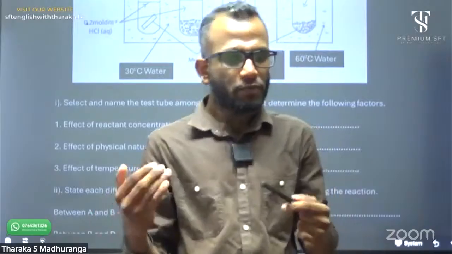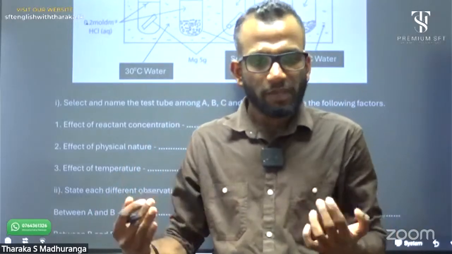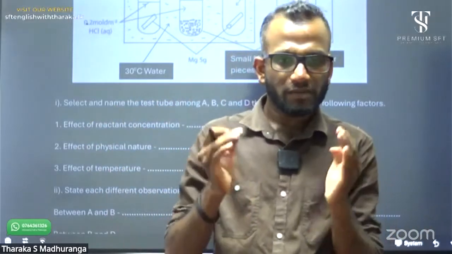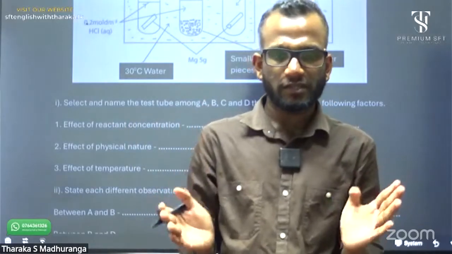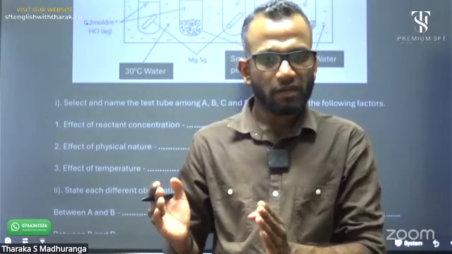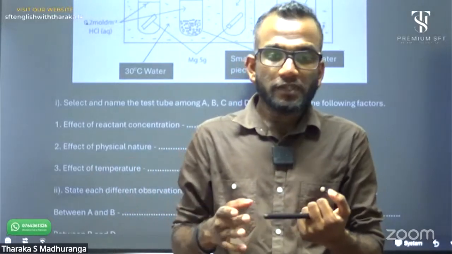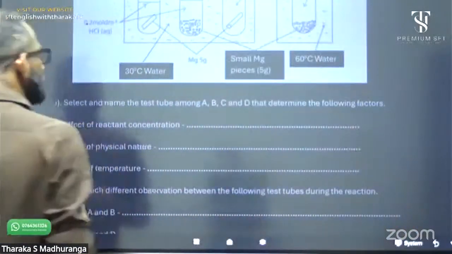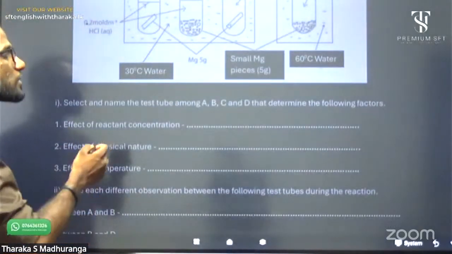As an example, if you want to check the temperature effect on the rate of chemical reaction, the standard recommendation is to keep the other three factors constant. That means concentration, catalyst and physical nature, you have to keep constant in both test tubes. Only temperature changing, right?